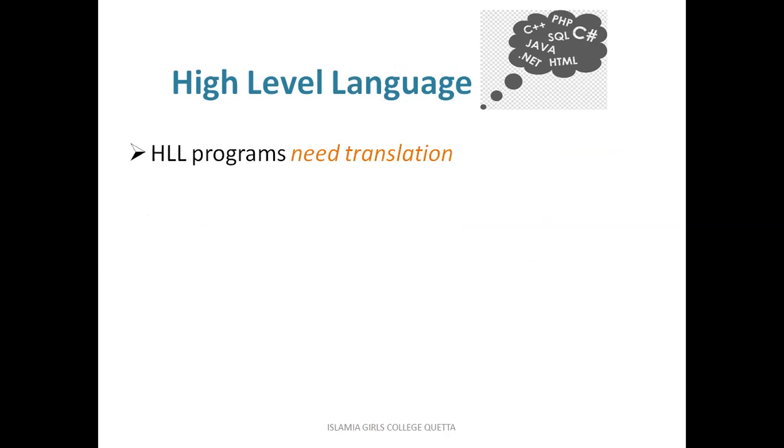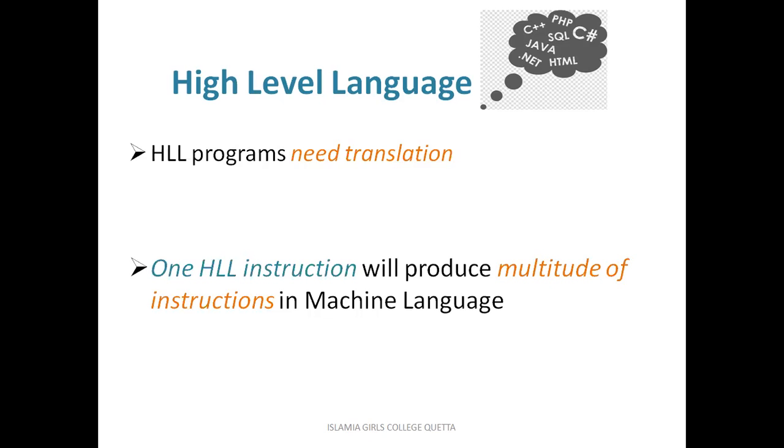High-level language programs need translation because the computer cannot understand the high-level language. It understands only the machine language. So we have to convert the high-level language program into the machine language. One instruction in the high-level language will produce multiple instructions in the machine language. This means that if you translate a high-level language instruction into the machine language, then one instruction of the high-level language will be equal to multiple instructions in the machine language.